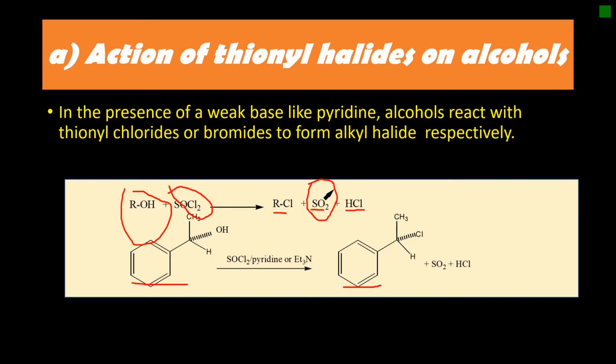Also, we can prepare alkyl halides from alcohols using different reagents from thionyl chloride. For example, you can use phosphorus halides, phosphorus bromide, phosphorus chloride, and the reaction will be similar. The only difference will be inside the products.